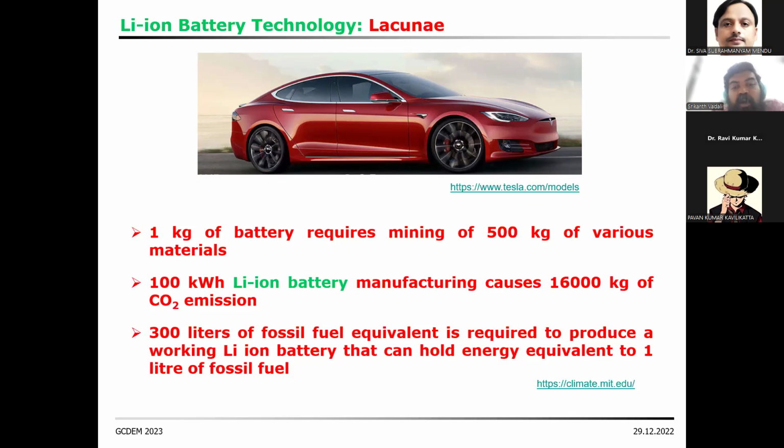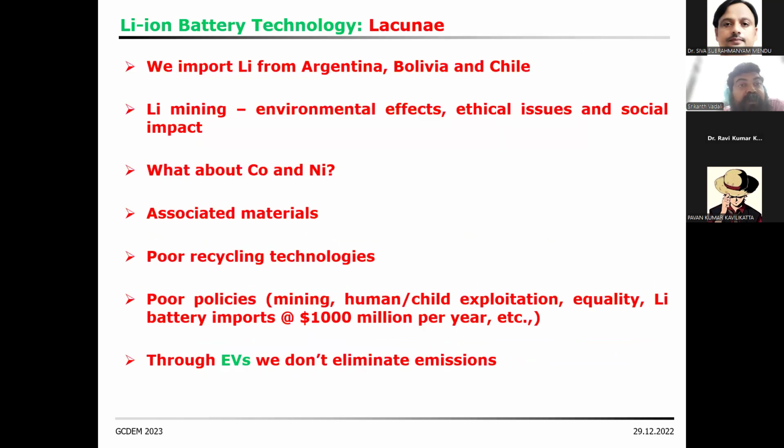You see how these calculations show that so much energy is wasted. It can be chemical, it can be mass, any form of energy you are actually not properly utilizing. So again, you can decide whether lithium-ion battery technology is a green energy storage technology. Now, if you see the other problems with lithium, we import lithium from Argentina, Bolivia, and Chile.